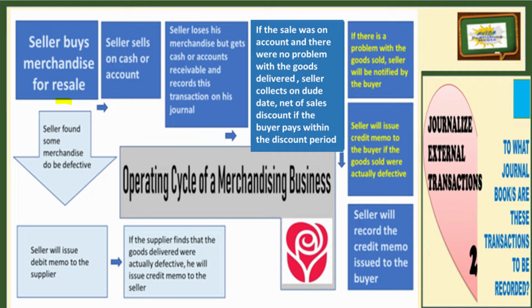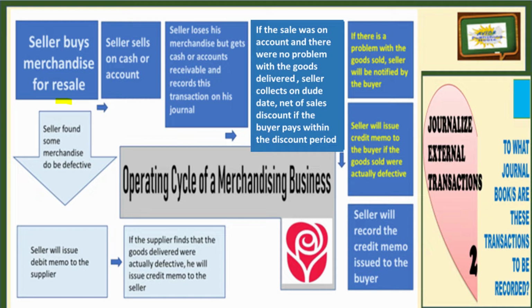So it is easier if the sales transaction is an ordinary sale for cash or on account without any discount. But when there is a discount, the seller has to take note of the due date when the payment was made, because if it is paid within the discount period, then the discount should be recorded. And if there is a problem with the goods sold, then there will be sales returns and allowances.